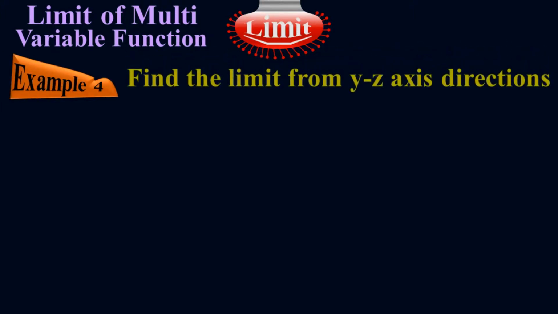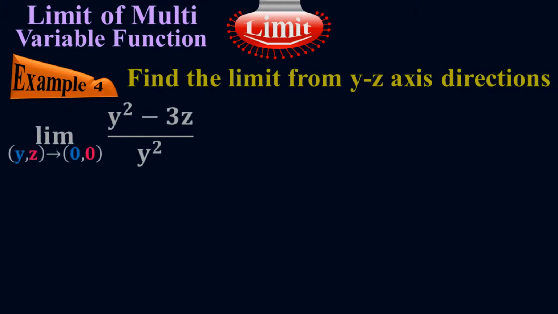Example number 4. Find the limit from YZ axis directions. This time I have YZ plane. I'm going to approach the exact value along Y-axis and along Z-axis in 2 dimensions. To do so, I have limit of y square minus 3z over y square.